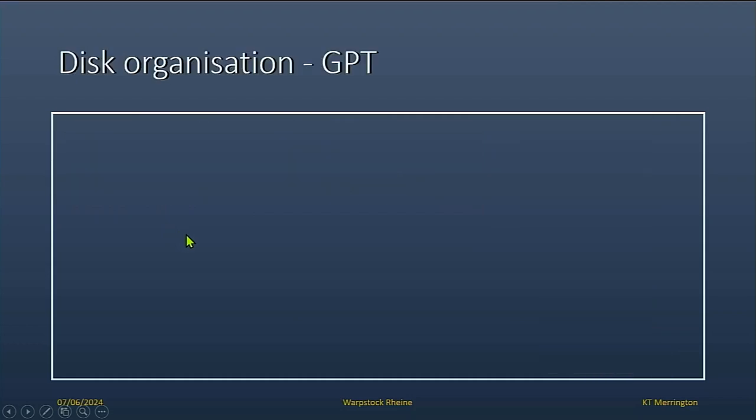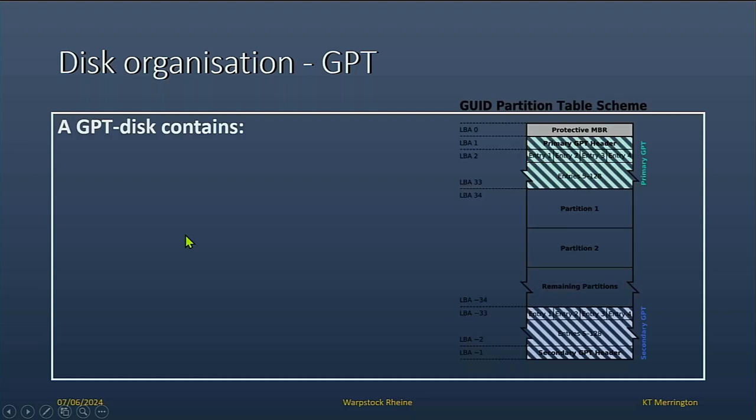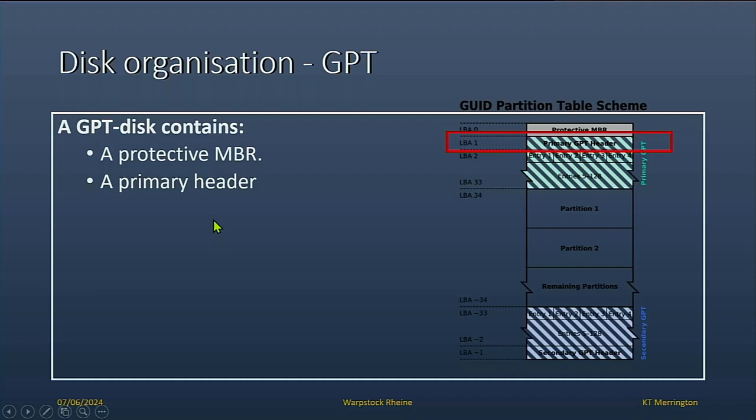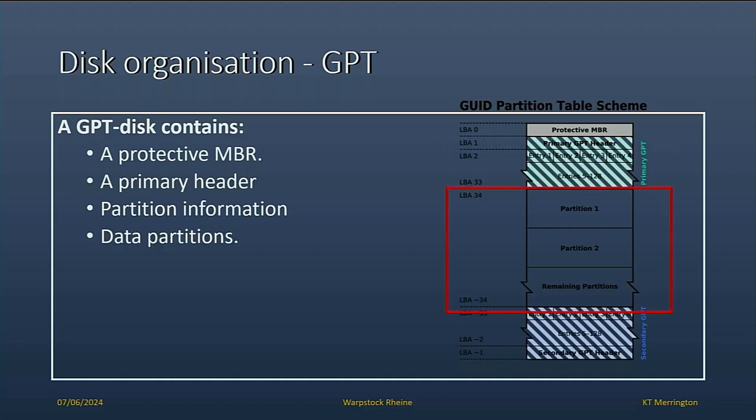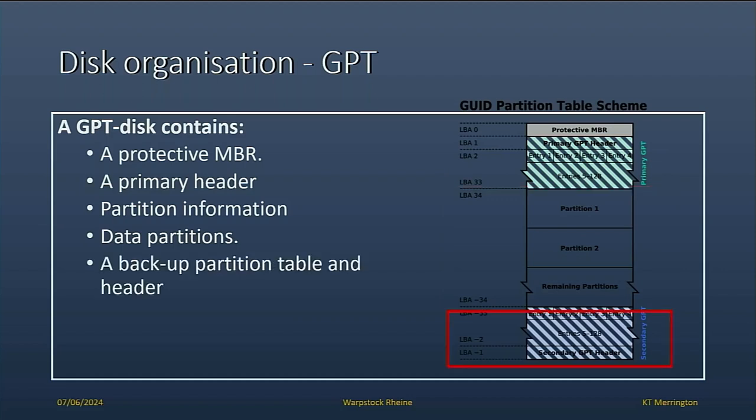GPT, completely different. A GPT disk contains a protective MBR. So it still has an MBR. It has a primary header, partition information, and it has data partitions. It also has a backup partition for the information stored at the beginning of the disk.